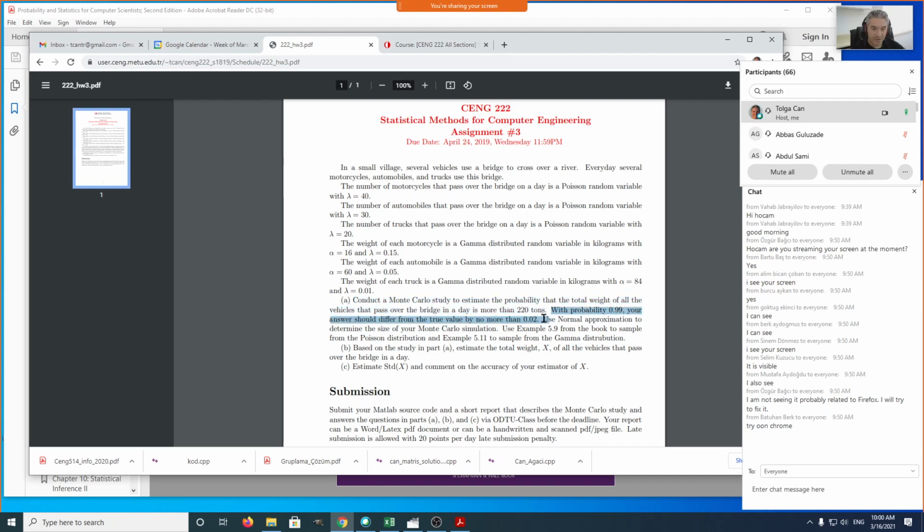With this, look at this. This is a really nice statement. With probability 0.99, so this is like our confidence, with 99% confidence, we should compute the actual probability within 0.02 deviation. So nothing in probability and statistics is certain. After we conduct these simulations, we will never be certain that the probability that it's over 22 tons is 0.25.